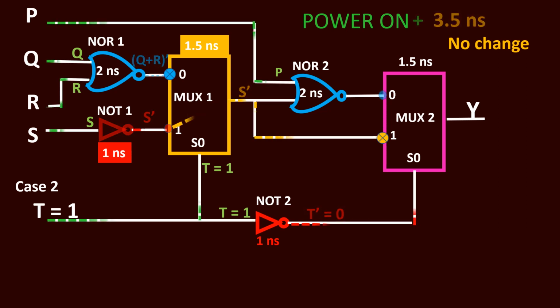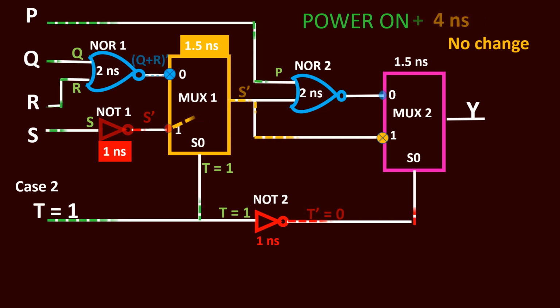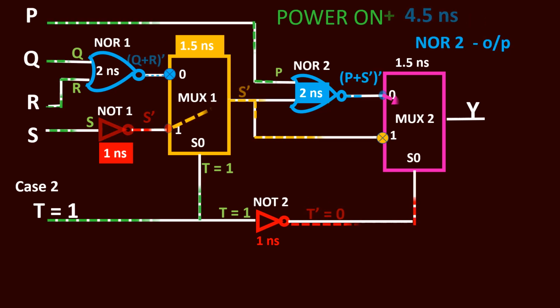By 3.5 nanosecond also no change will be there. By 4 nanosecond no change will be there. But by 4.5 nanosecond, that means after 2 nanosecond delay of this NOR gate, in total it is 4.5 nanosecond. We can calculate like this: 1 nanosecond plus 1.5 nanosecond, that means 2.5 nanosecond, plus this 2 nanosecond, that means 4.5 nanosecond. We will get an output at the output line of this NOR gate, that is nothing but P plus S dash the whole dash. So it is available as input to this 0th line. Now the time of this multiplexer starts. So from this 4.5 nanosecond, it will take 1.5 nanosecond to reach the output.